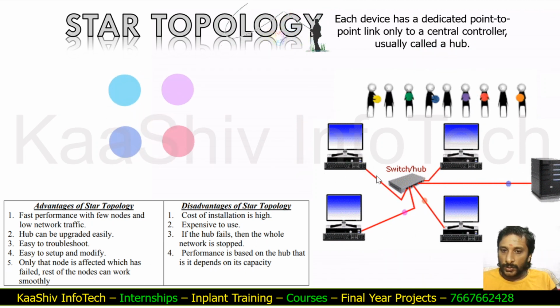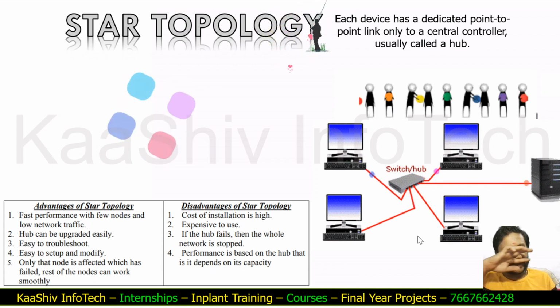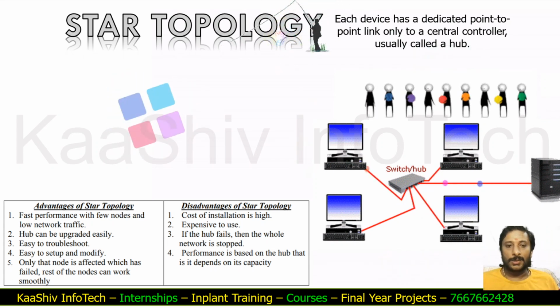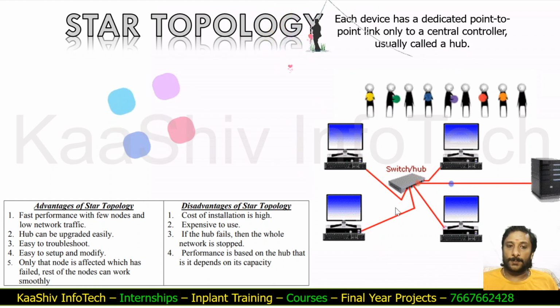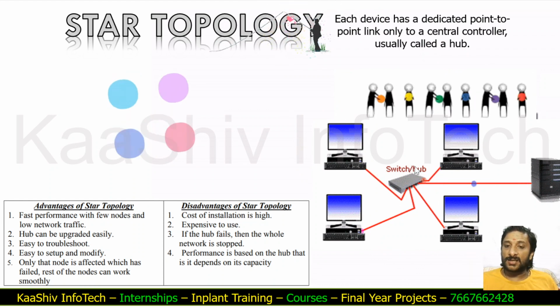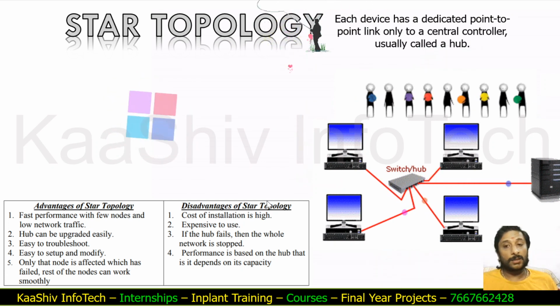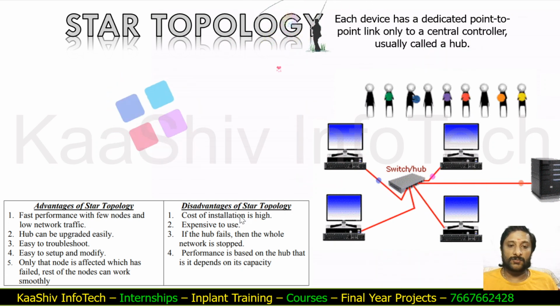So if this node is affected, the rest of the things keep working. If one computer is being repaired, no problem. So that is the advantage of this network. The cost of installation is high because we need to buy this hardware and everything, but star topology is the advisable mode.